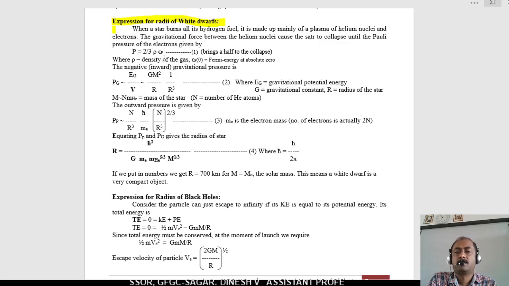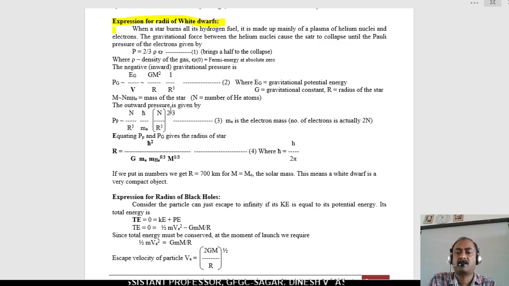Here the inward gravitational pressure is given by the formula Pg. The subscript g indicates gravitational, P indicates pressure. Gravitational pressure, inward pressure, is given by Eg upon V, where Eg is the gravitational potential energy and V is the volume of the star. This is nearly equal to G M squared by R into 1 by R cube. Let it be equation 2, where M is the mass of the star. Here M is nearly equal to N m_He, where N is the number of helium atoms. Totally this indicates the mass of the star.